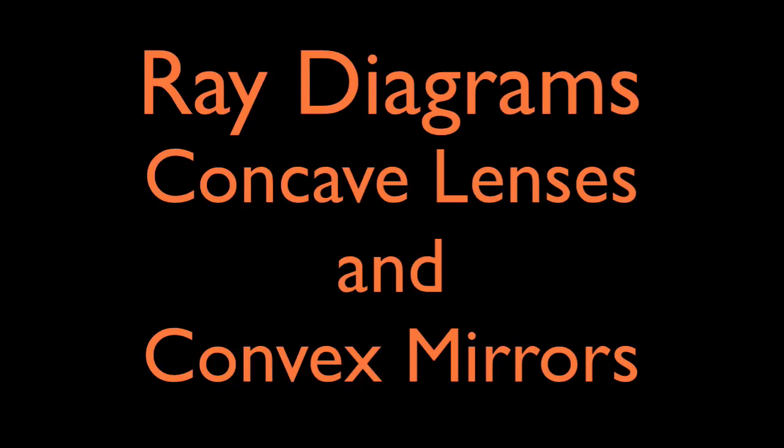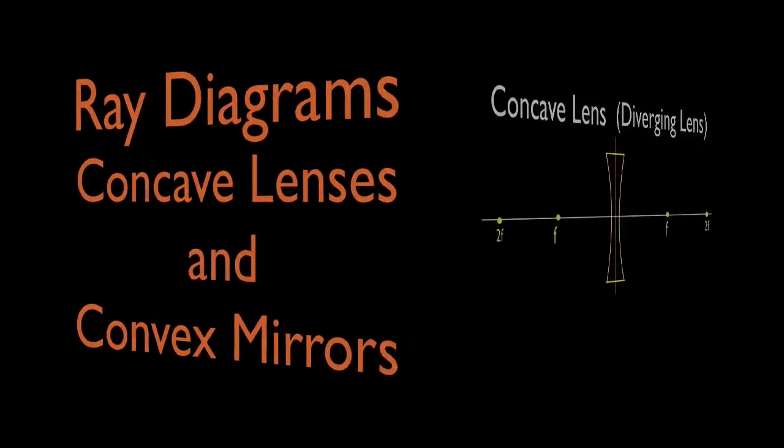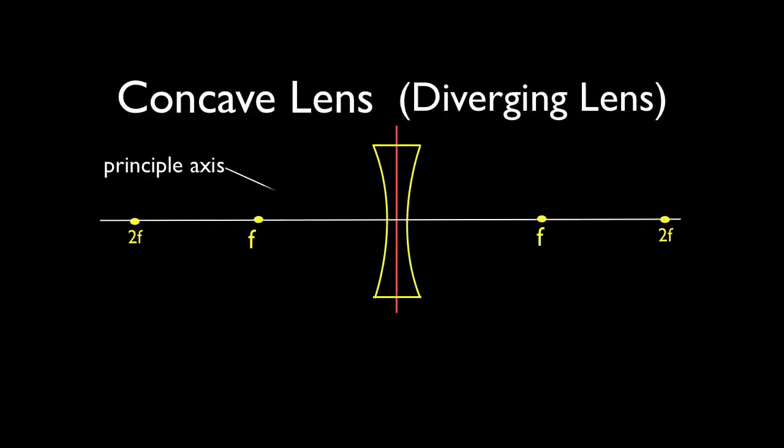Okay, in today's video, I'm going to go over how to draw ray diagrams for concave lenses and convex mirrors. This is the general diagram we're going to use. We need to know some of the important parts of this diagram. One of the important parts is the principal axis. It runs right through the center of that lens in the horizontal direction, like the horizontal orientation.